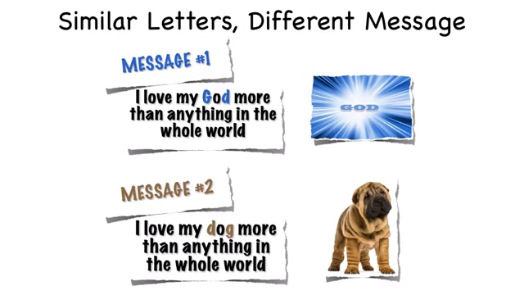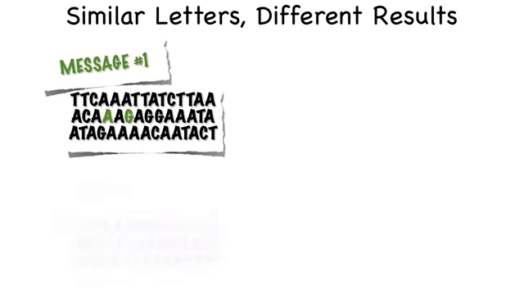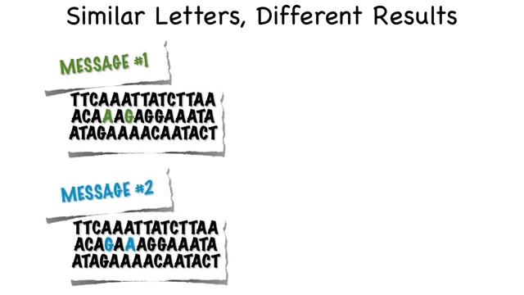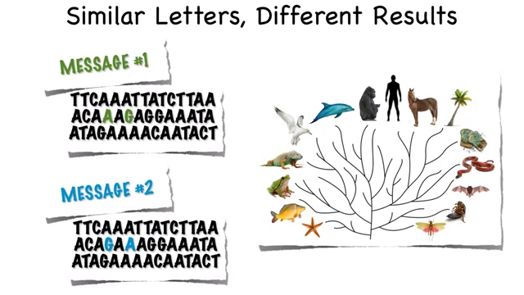Well, in the same way, by changing the order of just a few DNA letters, like we see here in message 1 and message 2, it can result in very different messages. Now, please understand that this is just an illustration. I'm not saying that by changing just these two letters, A and G, that we'll see this much variation amongst creatures. Just that small changes in the order of DNA can result in big differences.